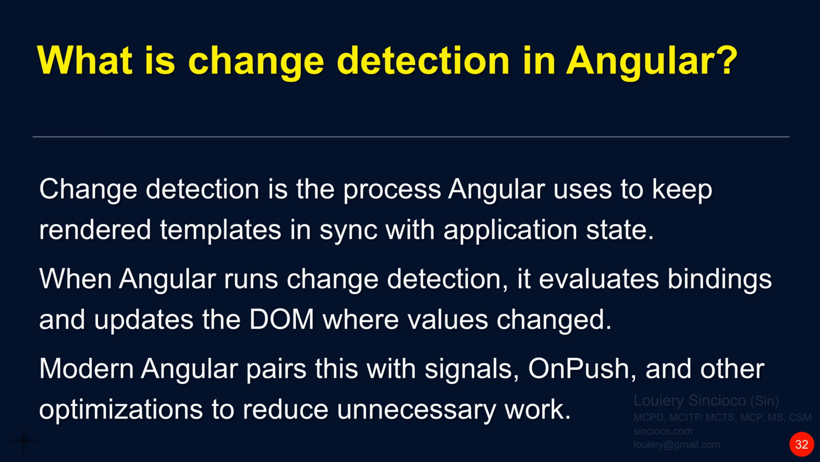What is change detection in Angular? Change detection is the process Angular uses to keep rendered templates in sync with application state. When Angular runs change detection, it evaluates bindings and updates the DOM where values changed. Modern Angular pairs this with signals, OnPush, and other optimizations to reduce unnecessary work.